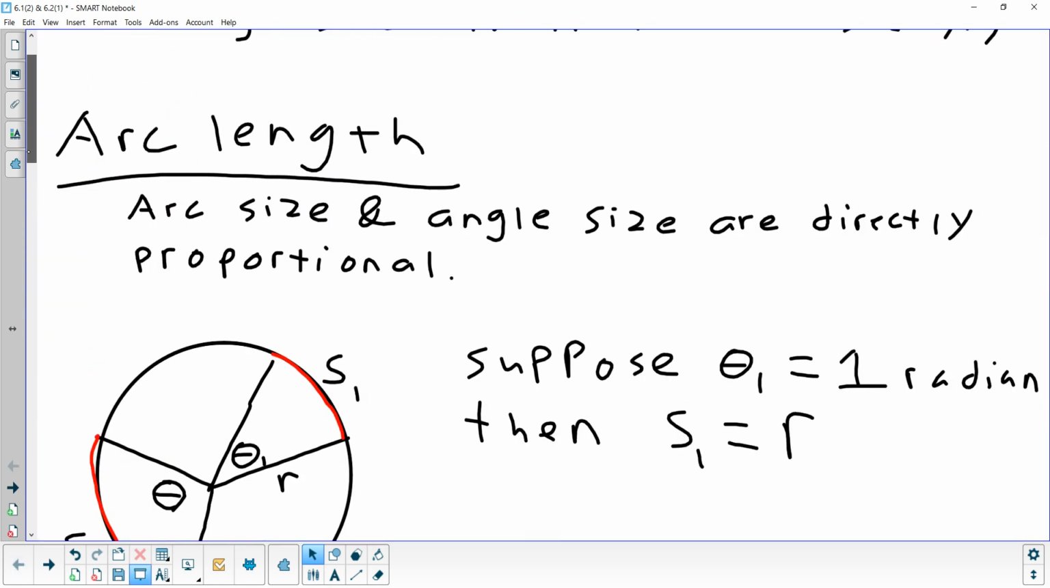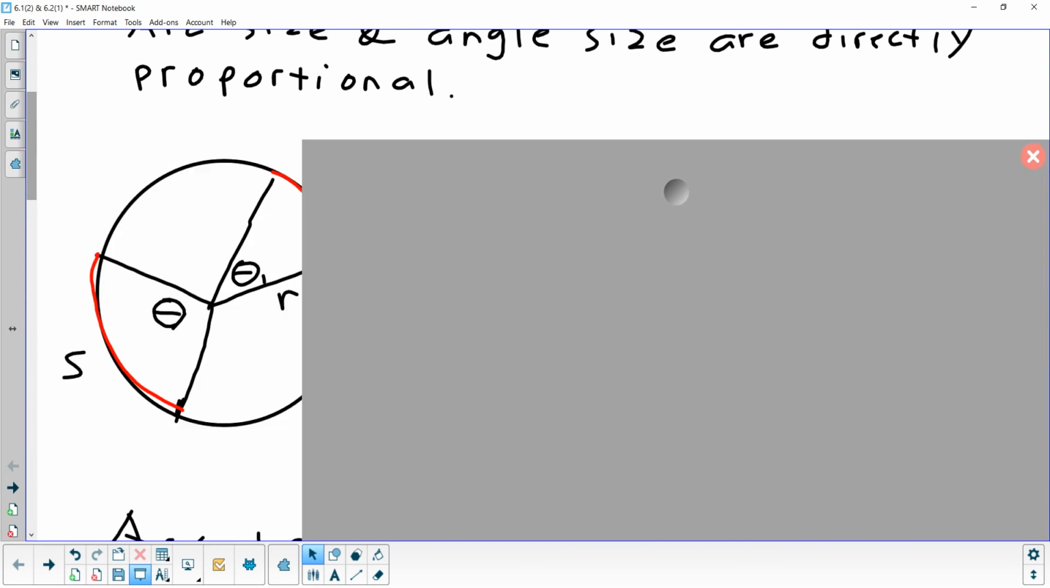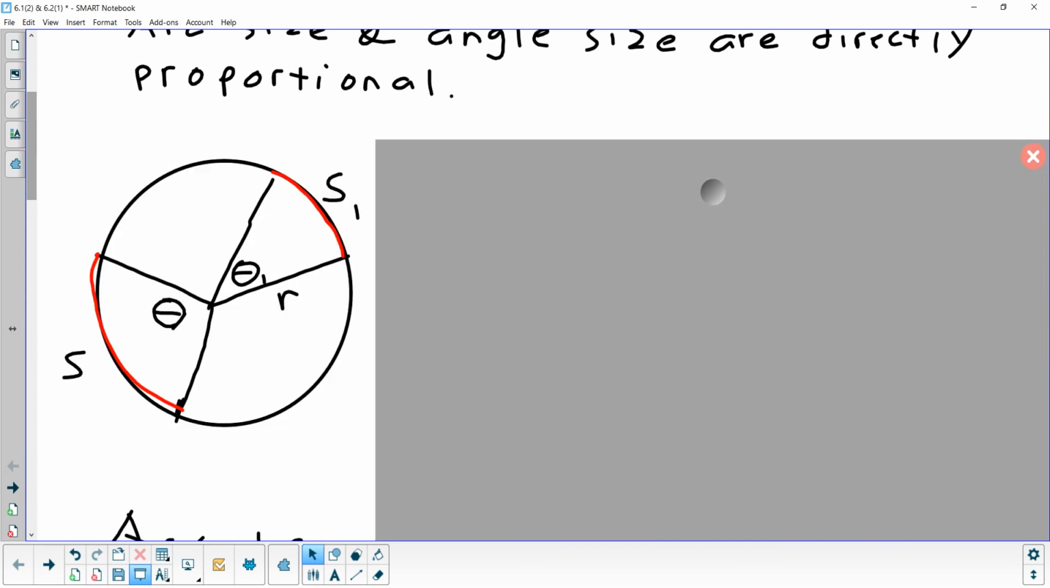All right, so because arc size and angle size are directly proportional, we're going to be able to set up a proportion. Anything that's directly proportional, you can set up a proportion to try to solve a problem. What I've started out with here is a circle with two angles. I've put theta and s. S is the arc that corresponds to angle theta. S1 is the arc that corresponds to angle theta 1. Now, we're going to do the same kind of thing we mentioned before. We have to figure out a connection between arc size and angle size.